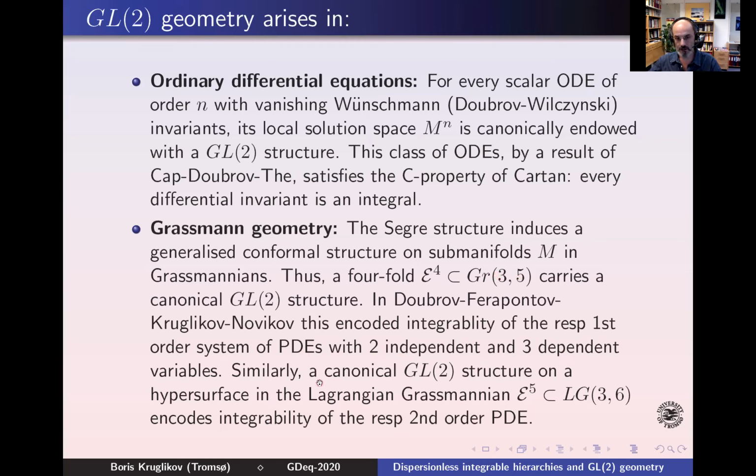And in a similar way, if you consider the Lagrangian Grassmannian LG(3,6), which has dimension 6, and consider a hypersurface, which has dimension 5, this corresponds to a coordinate-free way to encode second-order PDEs. And such hypersurfaces inherit from the Lagrangian Grassmannian a GL2 structure, and integrability of this PDE can be encoded in properties of this GL2 structure.